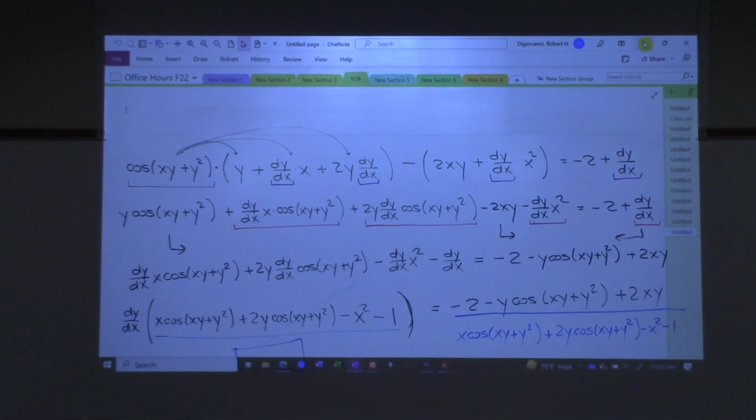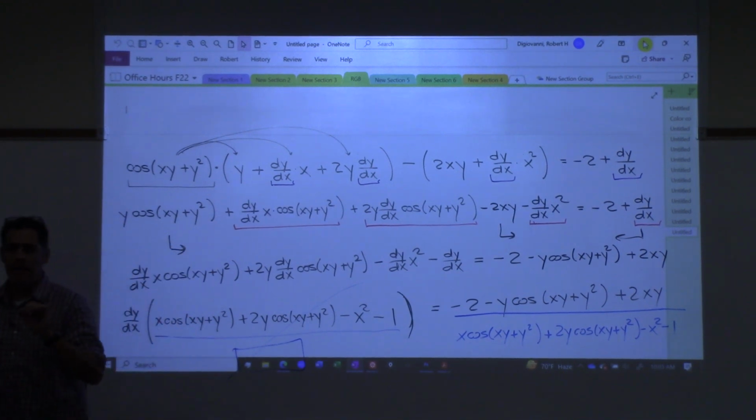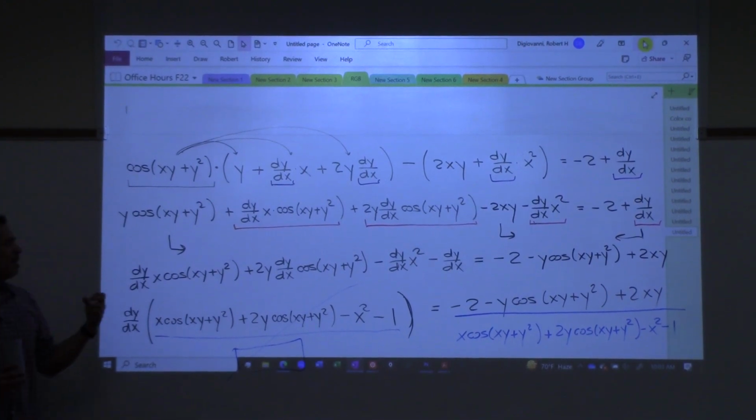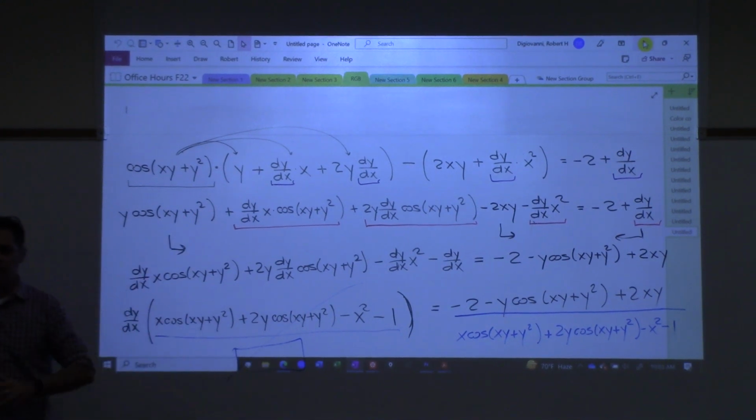On your test on Tuesday, I plan on giving you one of these on the test, but it'll be an easier problem than this, and you will not have to solve for dy dx on the test. All you have to do is differentiate correctly. So I'm not going to ask you to isolate the dy dx, because I told you nothing we do today will be on Tuesday's test. So today is about doing more complicated problems and solving for dy dx. All right?